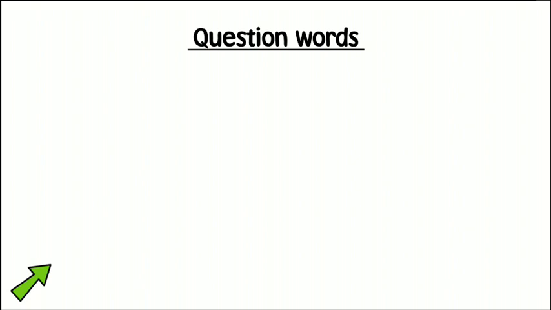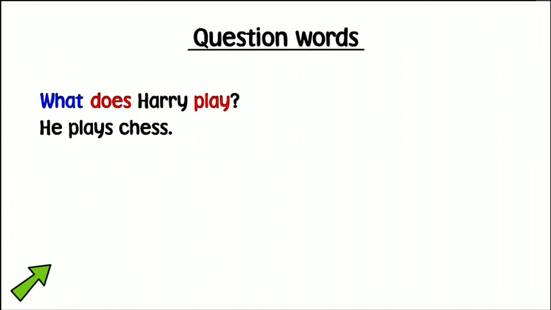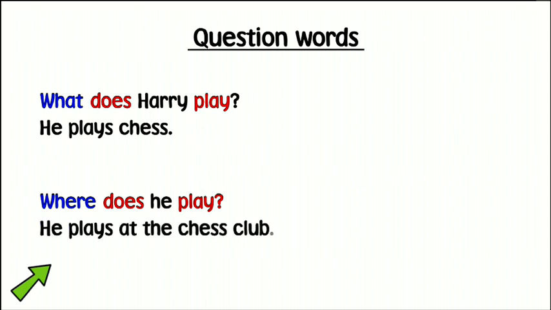We use question words to ask about different types of information. We use what to ask about things. We use where to ask about places. We use when to ask about times.